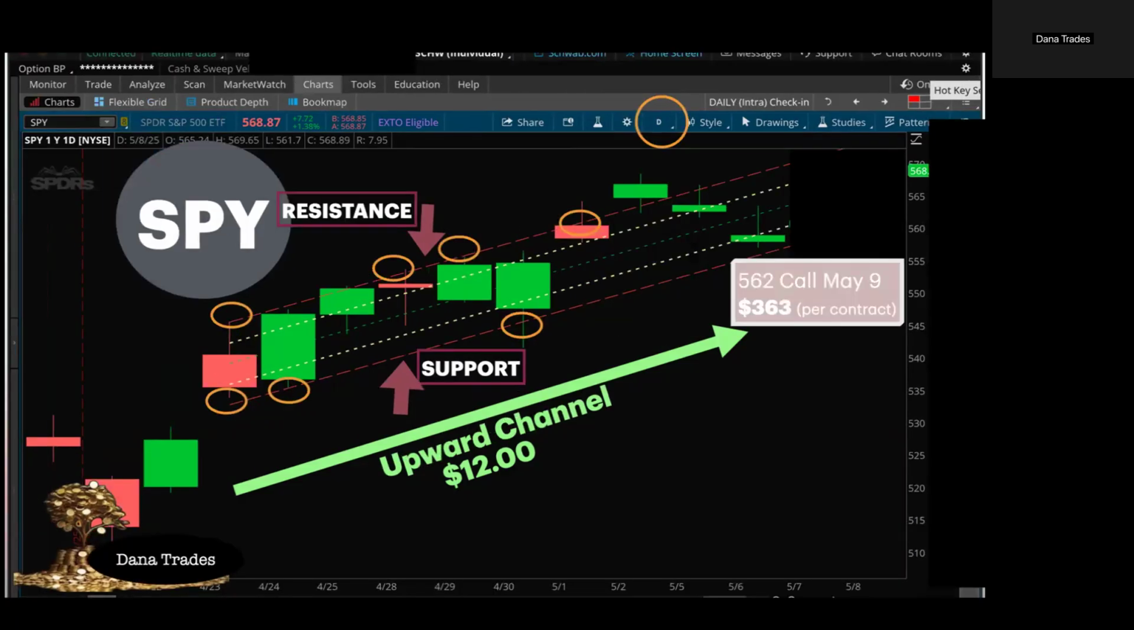3 days after I identified the channel, I entered the trade. You see here at the bottom, I actually jumped the gun a little bit. SPY didn't quite touch the bottom. I'm a few pennies early, but it's all good. I bought enough time. I purchased the 562 strike price, a call contract that expired on May 9th. When I entered, this was 4 days of time for this price to meet its target.